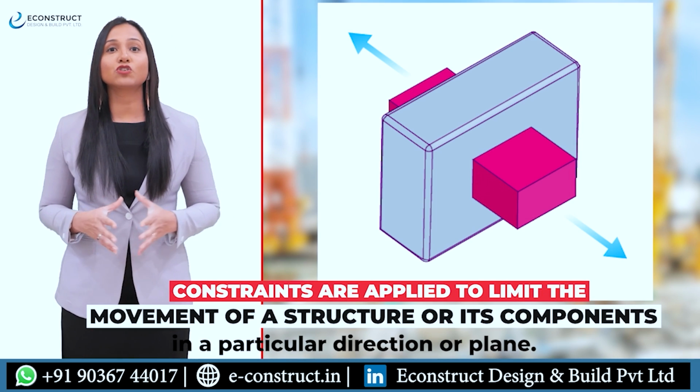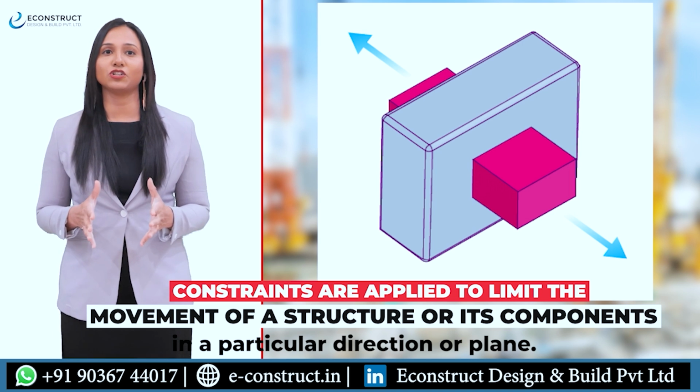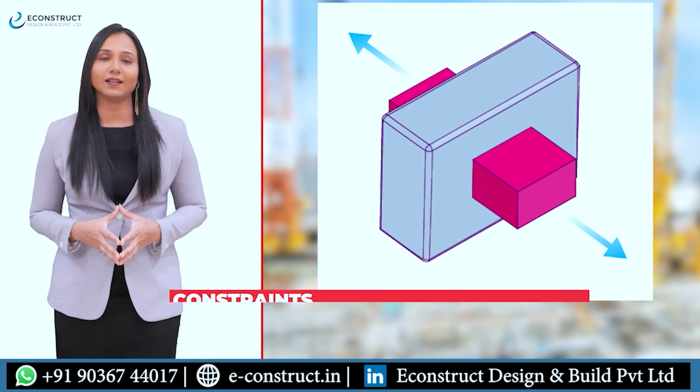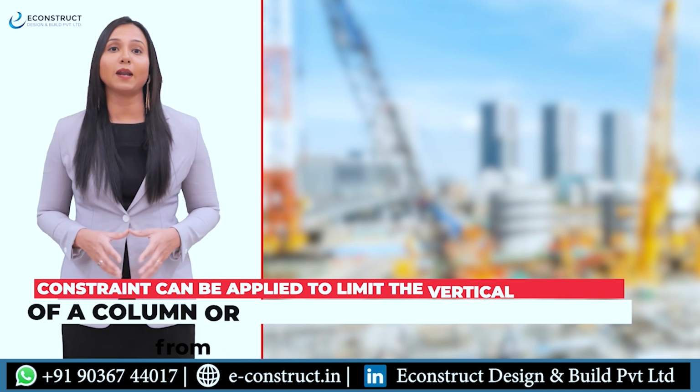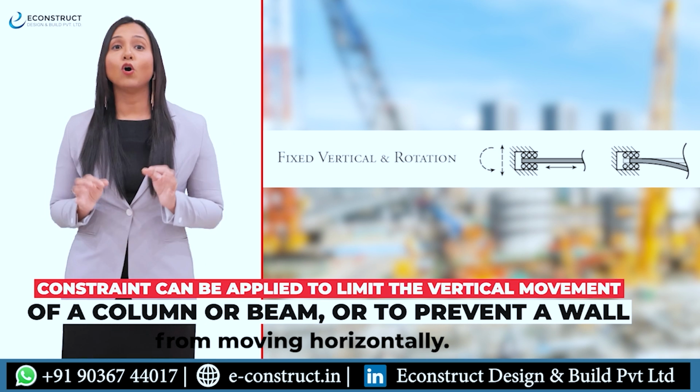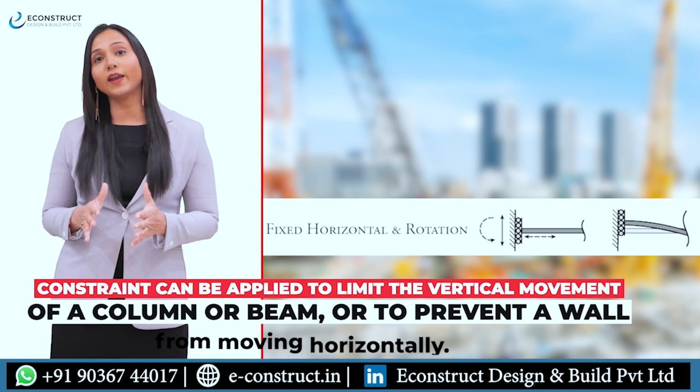Constraints are applied to limit the movement of a structure or its components in a particular direction or plane. For example, a constraint can be applied to limit the vertical movement of a column or a beam, or to prevent a wall from moving horizontally.